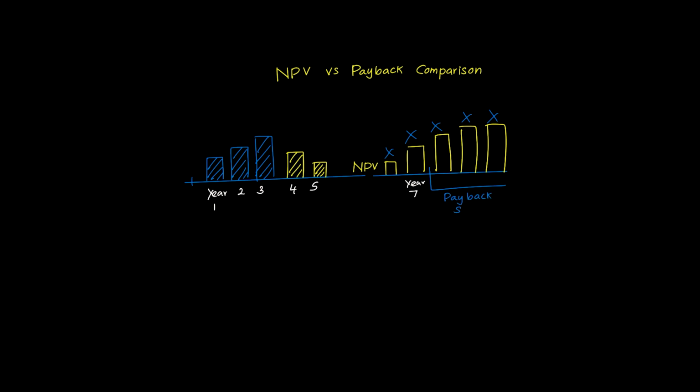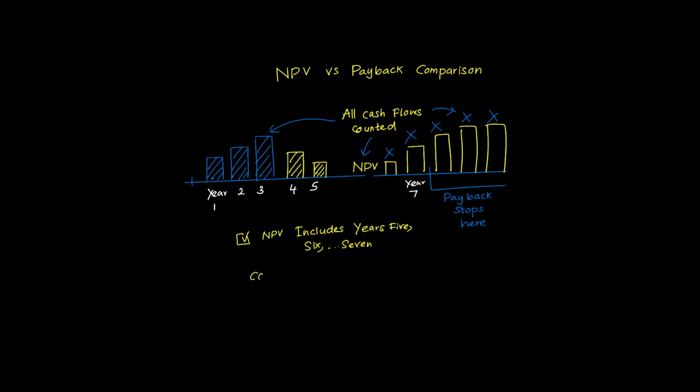This is where net present value shines. Net present value considers all cash flows throughout the entire project life. It captures every dollar of cash flow from year 1 through year 7, discounts each one back to present value, and includes all of them in the calculation. This comprehensive treatment is crucial for this project because the best returns come late.